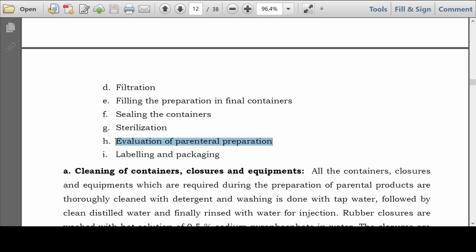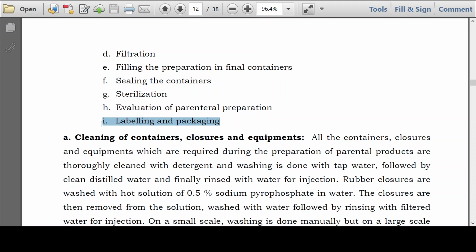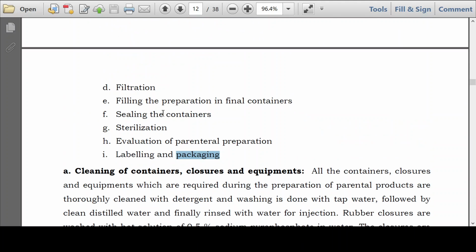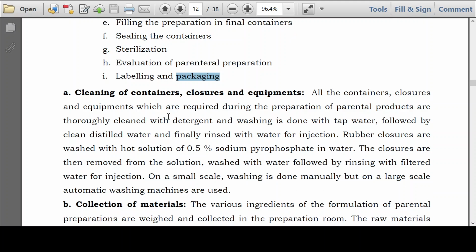Then evaluation of the parenteral preparation. As you know, each and every kind of pharmaceutical product is evaluated for its quality and purity. Likewise, parenteral products are also evaluated to check the quality, purity, and integrity of the product. And lastly, labeling and packaging. Labeling is one of the important steps, as well as packaging is also an important step in the formulation of a parenteral product. So one by one we will see these procedures. These are all the steps which are involved in the preparation of a parenteral product.